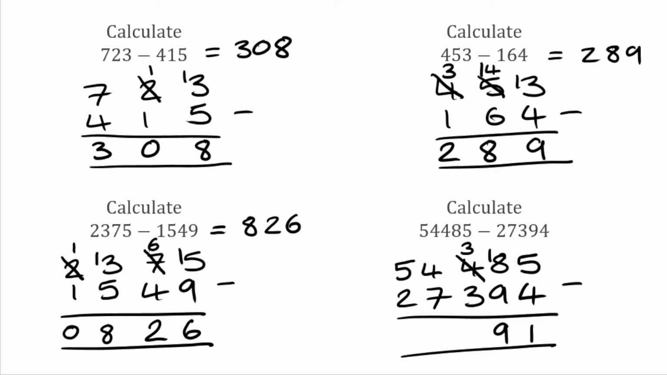We've then got 3 take away 3, which is 0. We then have 4 take away 7. Again, that would give us a negative, so I'm going to borrow from the 5, which would then become a 4. Bring the 1 across, so now I've got 14 take away 7, which is 7. And finally, I have 4 take away 2, which is 2. So our final answer to this question is 27,091.